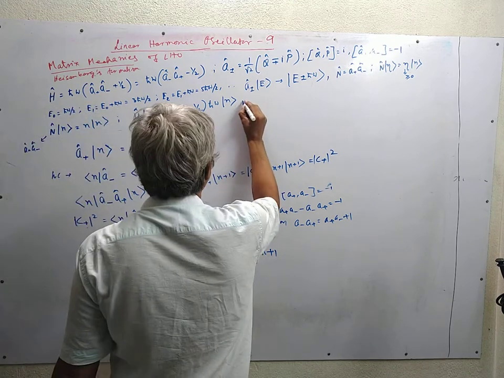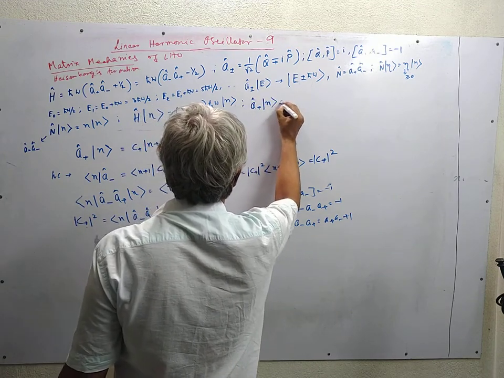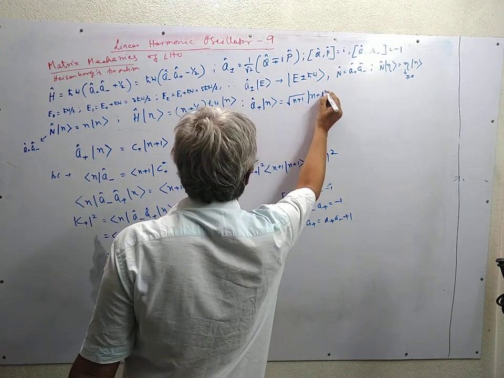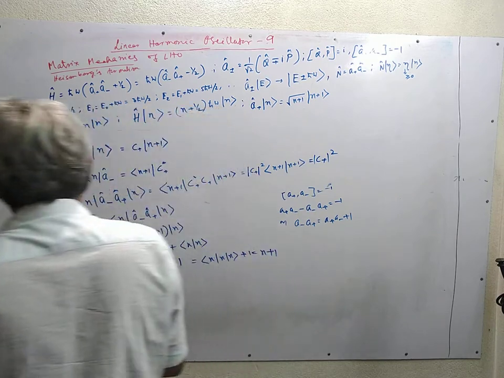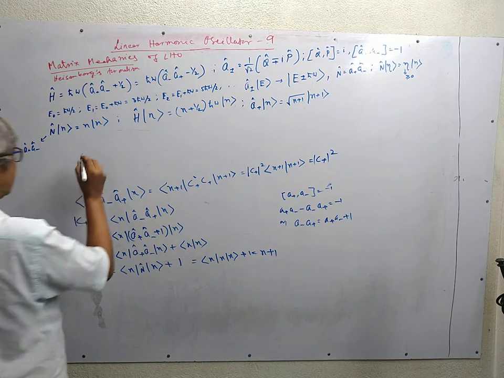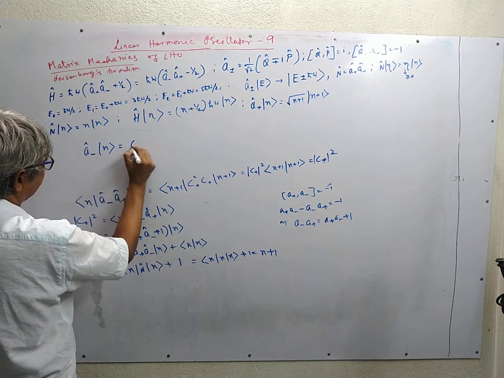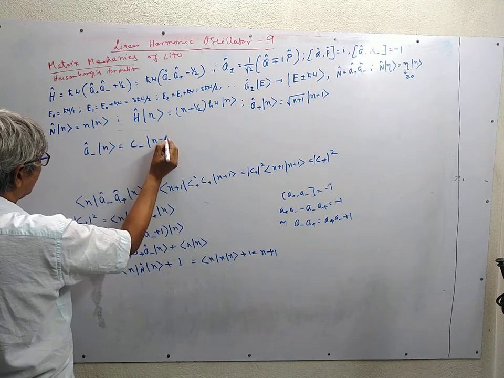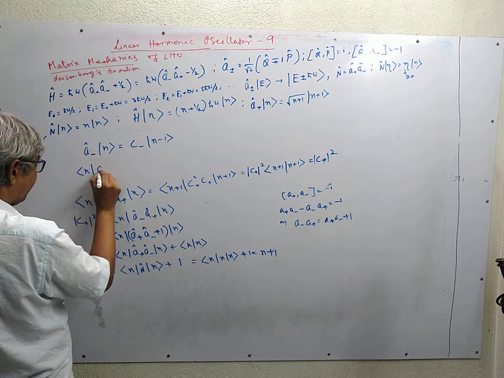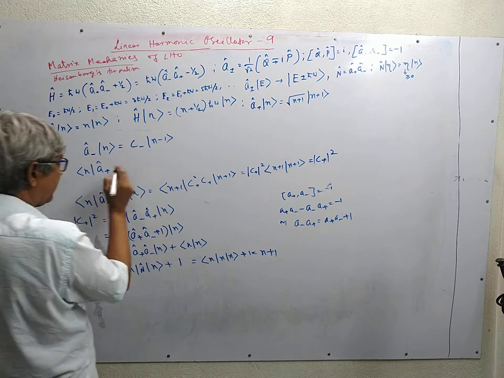we summarize that A plus operating on state n gives you n plus 1, and the ket is increased by 1. Similarly, if we consider that A minus operating on a state n gives you C minus, and the photon number is decreased by 1. If we take the Hermitian conjugate of it, it is A plus, because the Hermitian conjugate of A minus is A plus.